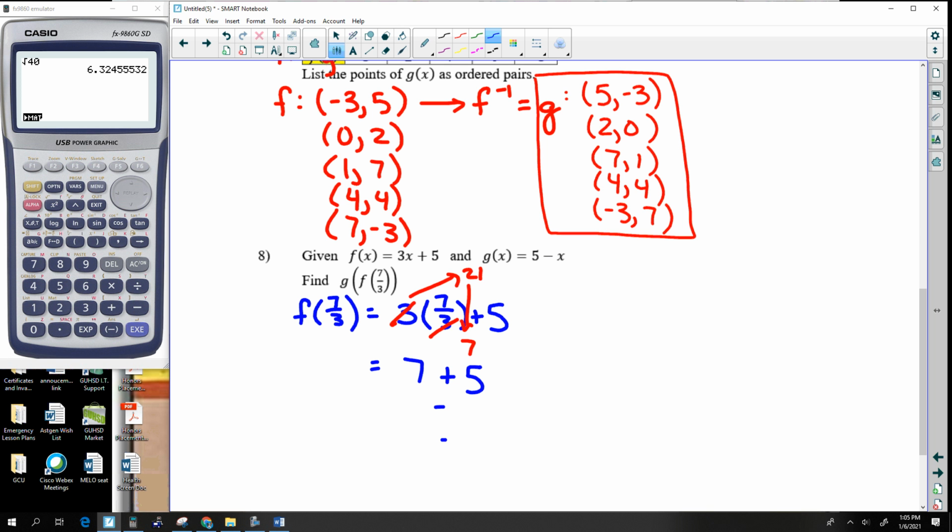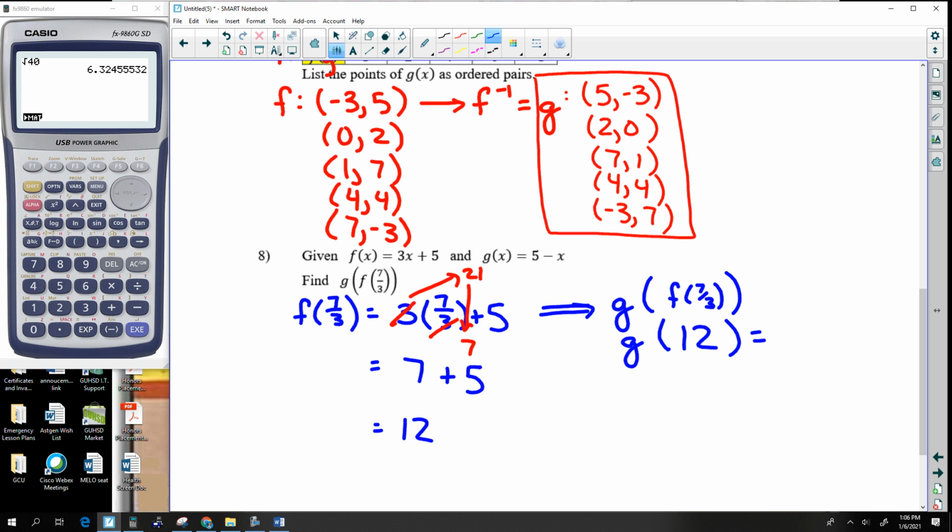That is not the final answer. Okay, but that gets us down the road. All right, so the ultimate question is actually asking what is g of f of 7/3. So f of 7/3 just came out to be the number 12. So this question is asking, well, what is g of 12? So g is 5 minus x. So that's 5 minus 12, which would come out to be -7.